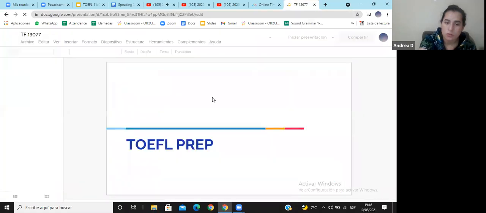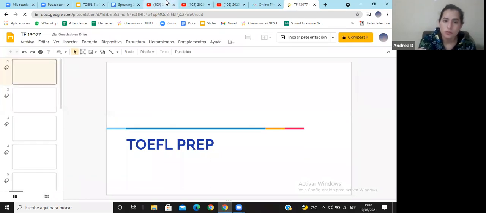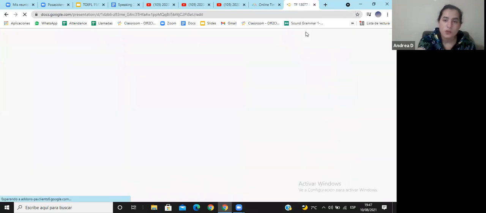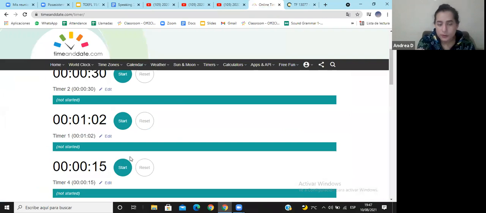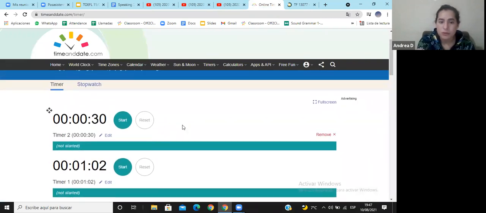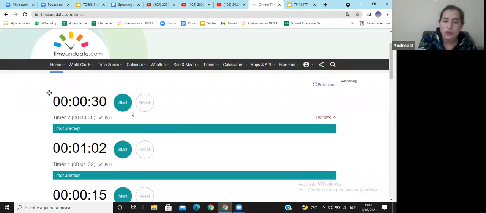The man expresses his opinion about the change described in the article. Briefly summarize the change, then state his opinion about the change, and explain the reasons he gives for holding that opinion. Okay, guys. So now I will give you all 30 seconds to prepare your response. You can maybe take a look at your notes, organize your thoughts, and use this time to prepare. So here goes.